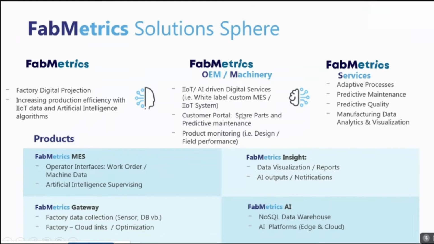First, they can provide their clients a customer portal or an IoT platform, and also they can offer the AI models that we developed specifically for these machines, or our generic models as well. Other solution sphere of Fabmetrics: the first two things that I mentioned are the products, but we also have services.